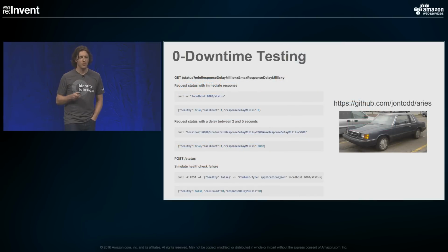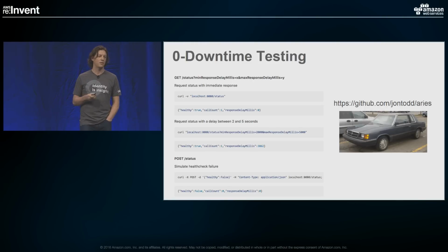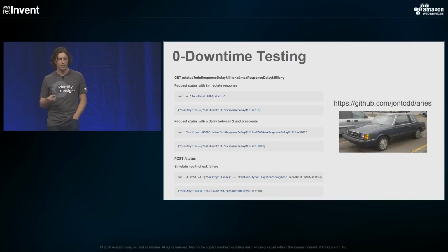So I wrote a small little app called Aries, which is named after the beater car I drove in high school. And it's a beater app. It lets you do things like fail health checks or simulate latency or other types of issues. You can check it out on GitHub if you're interested. There's a container that you could just run and do the same tests that we did.